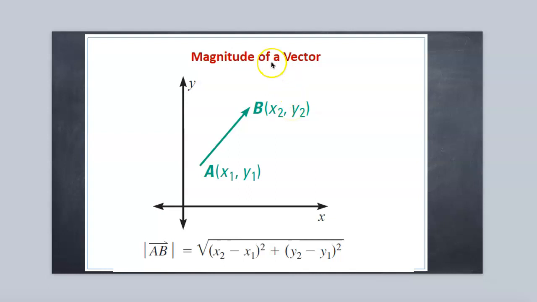The magnitude of a vector is simply the length of the vector. So what you see down here, this formula for magnitude of the vector, is nothing other than the distance formula. So whether you use the distance formula or you use the Pythagorean theorem, ultimately the magnitude of the vector is still just the length of the vector.